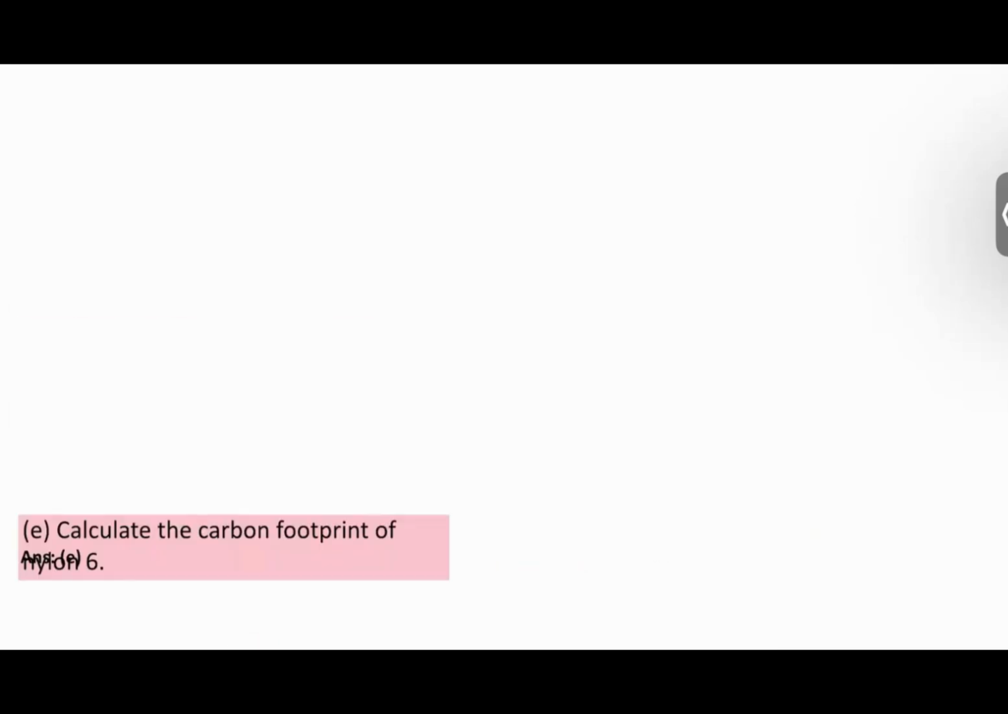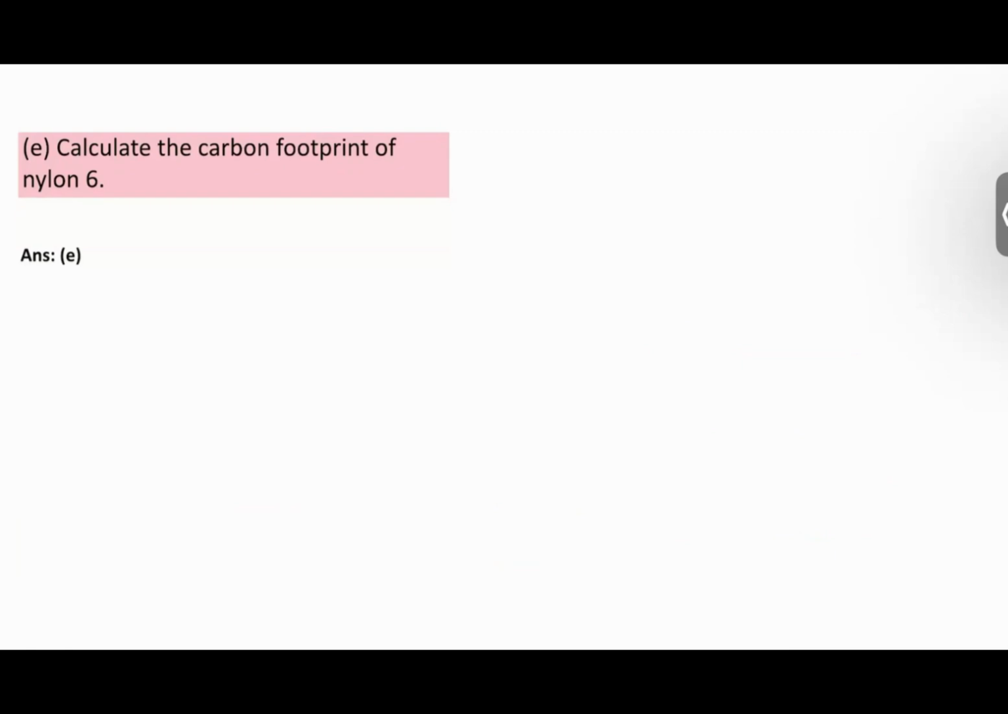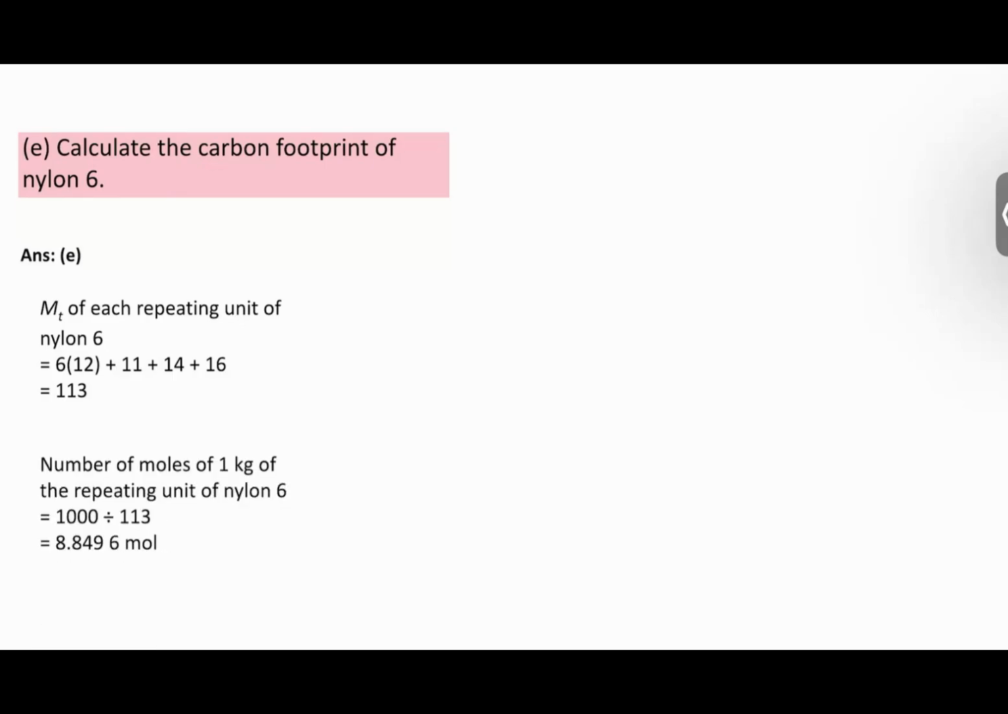Okay, next question. Calculate the carbon footprint of nylon 6. So the carbon footprint formula is provided in front. First, you need to find the MR of the repeating unit. Then after that, you need to find the mole, the number of moles of 1 kg of the repeating unit. So mole is mass over MR. Then the number of moles of carbon dioxide formed.